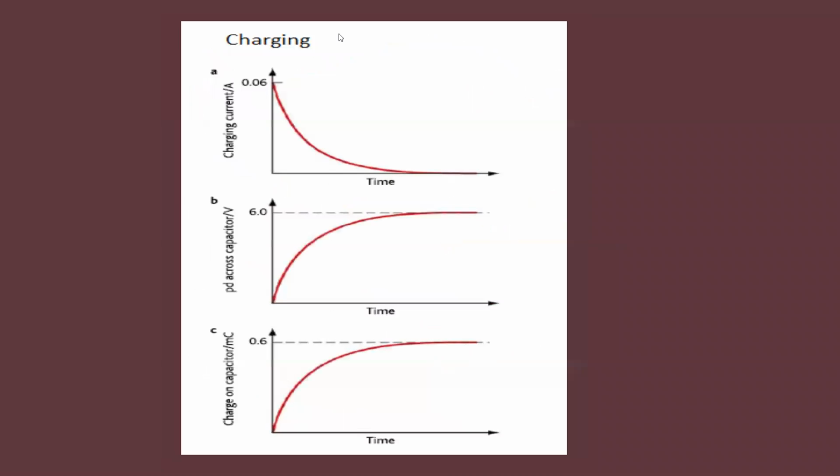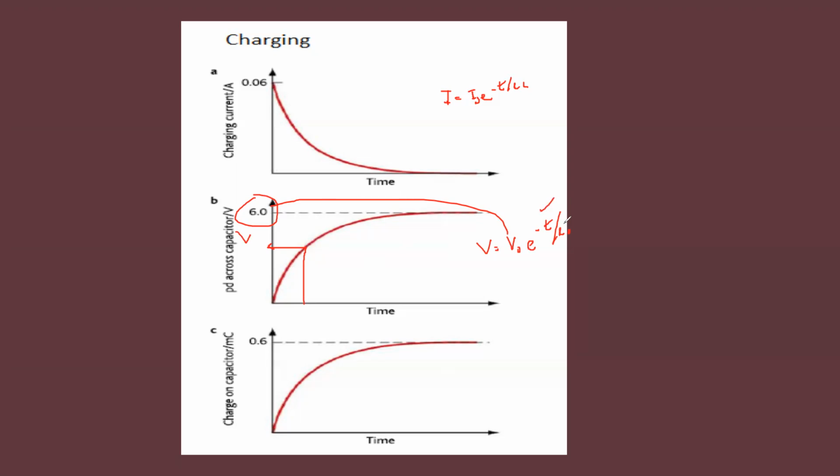For current it is the same equation because the graph is the same. So I equals I naught e raised to power minus t over RC. What about voltage? V equals V naught times one minus e raised to power minus t over RC. What is V naught? V naught is the maximum value now. In discharging, it's the starting value. In charging, it's the maximum voltage. V is the voltage at a certain time, and t is the time.